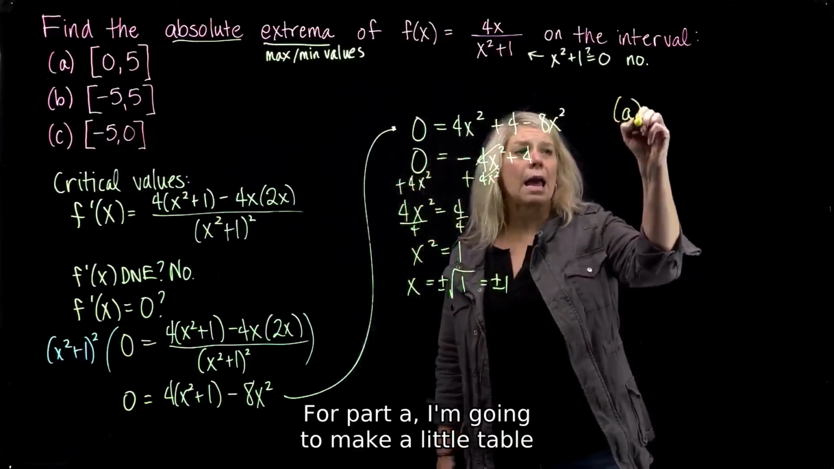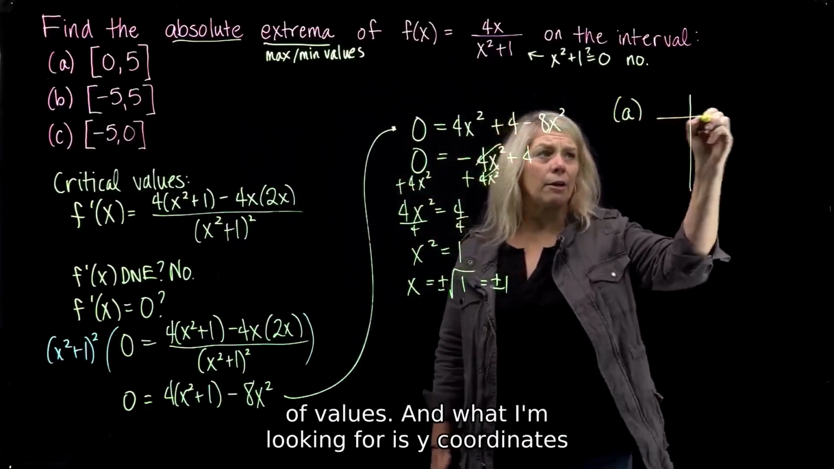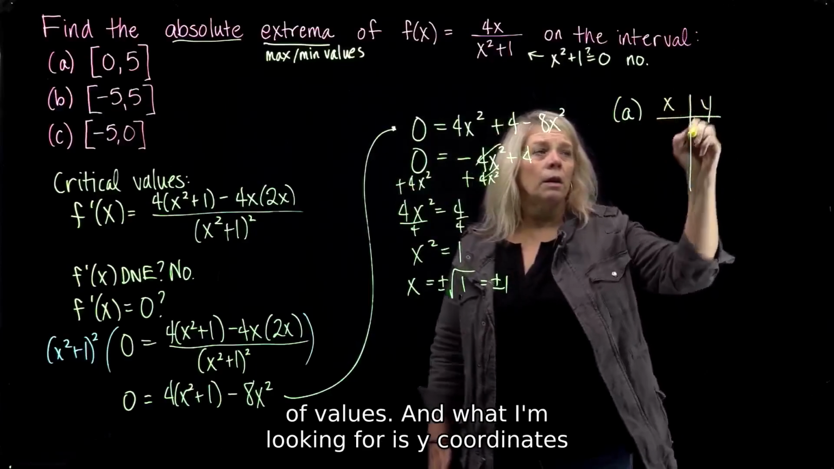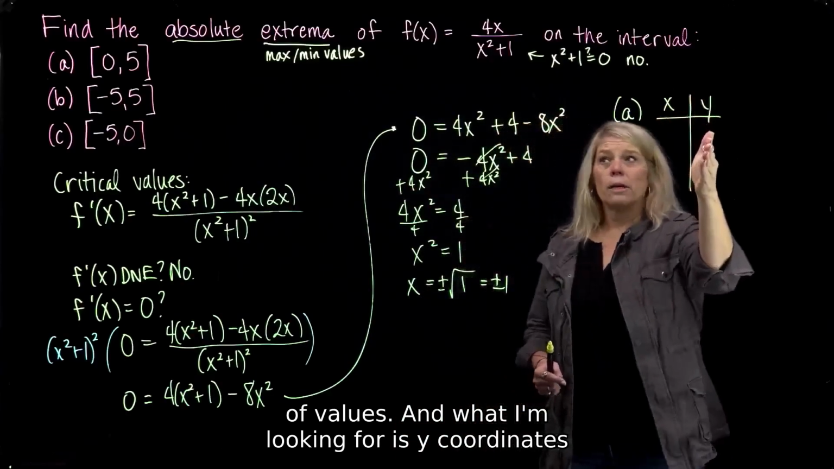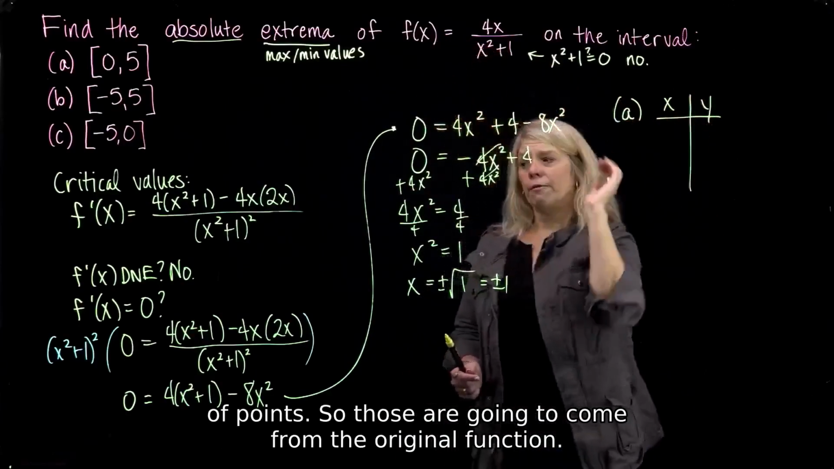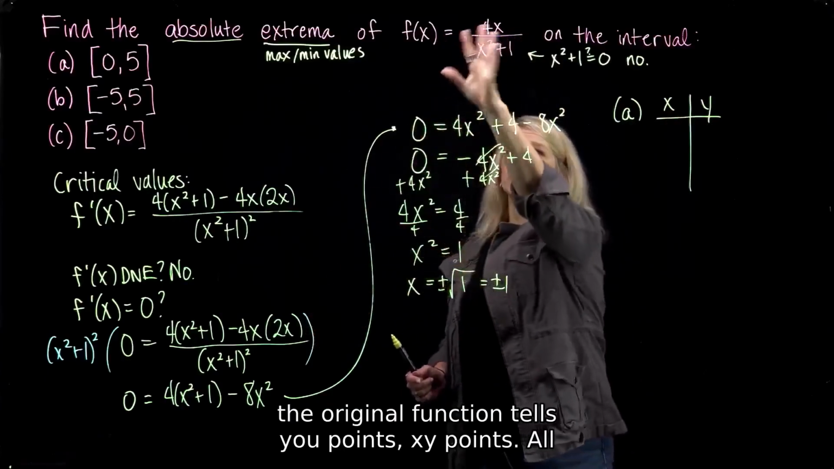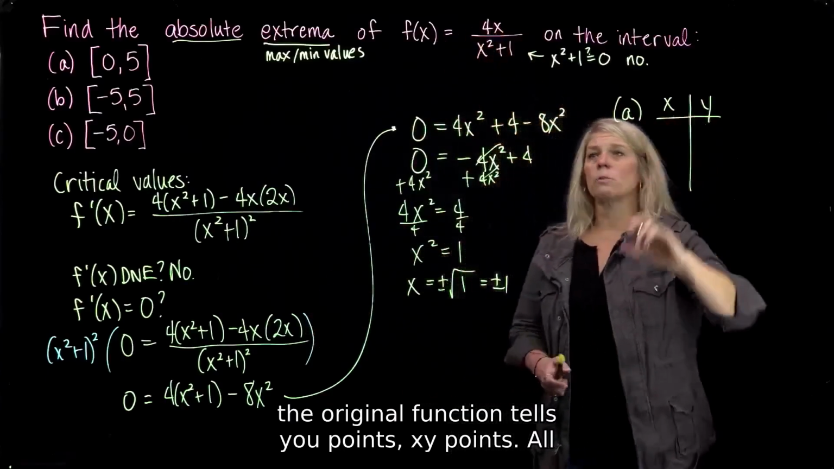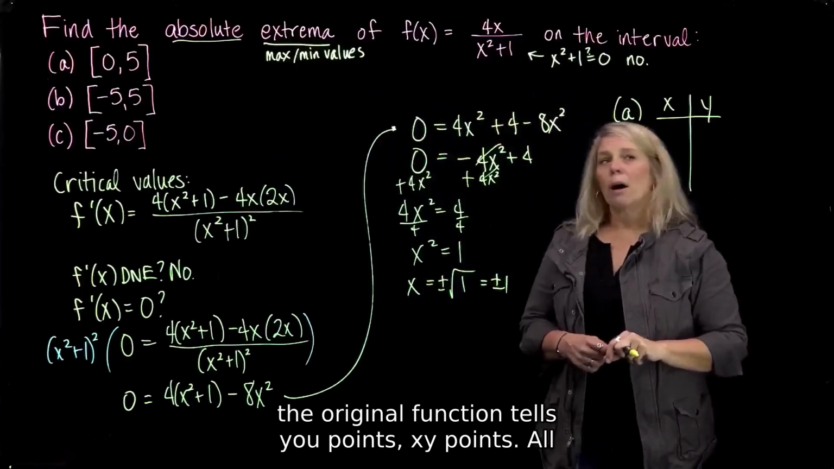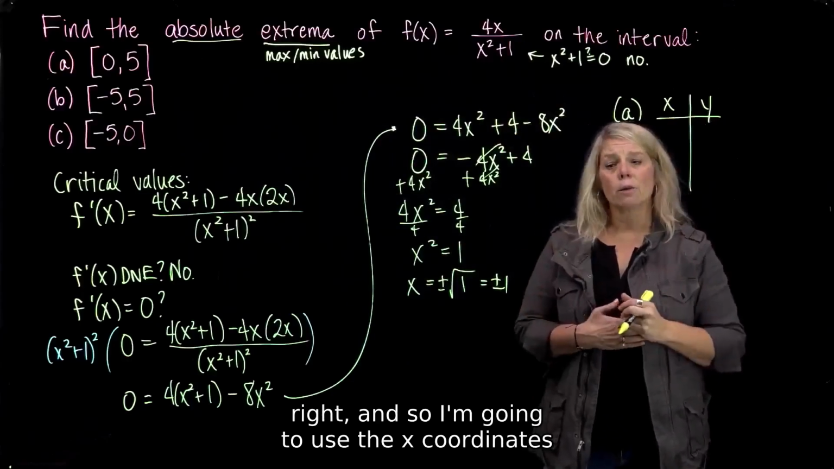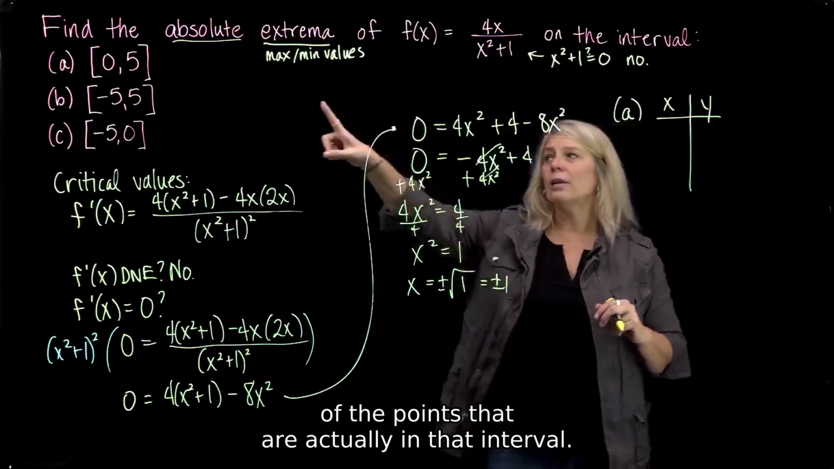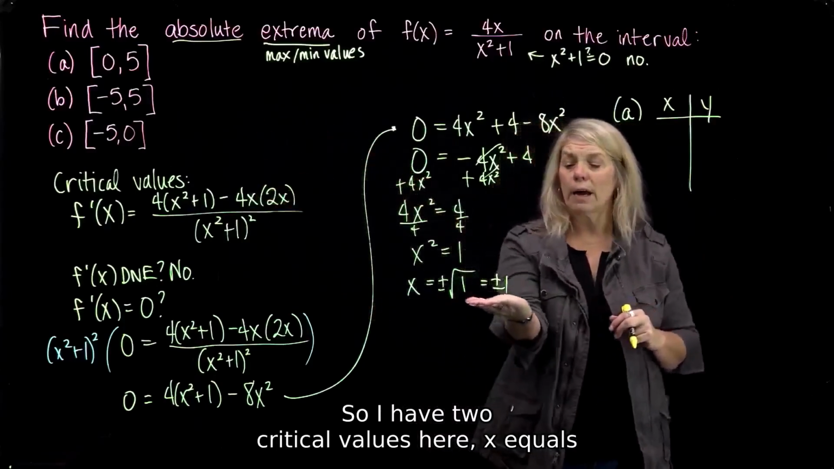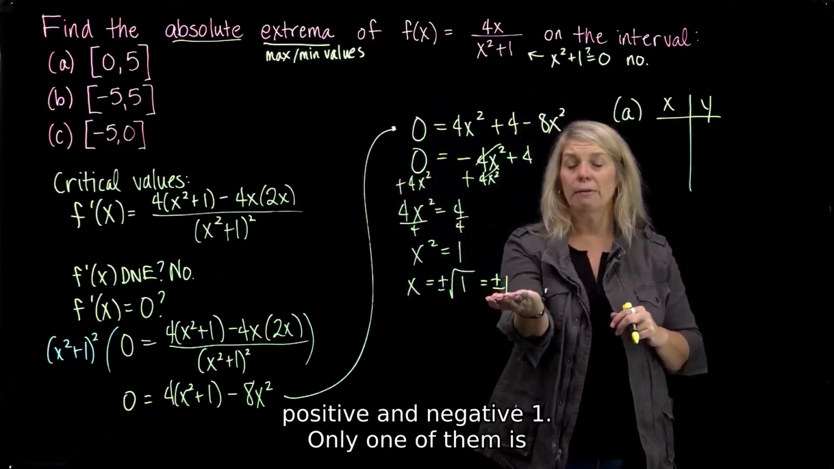For part A, I'm going to make a little table of values. And what I'm looking for is y coordinates of points. So those are going to come from the original function. Remember, not the derivative. The original function tells you points, xy points. All right, and so I'm going to use the x coordinates of the points that are actually in that interval. So I have 2 critical values here, x equals positive and negative 1.